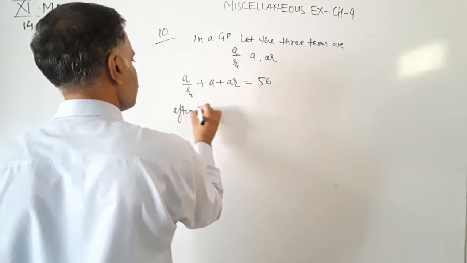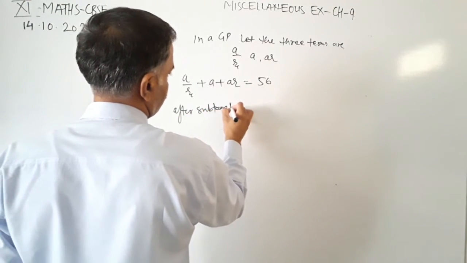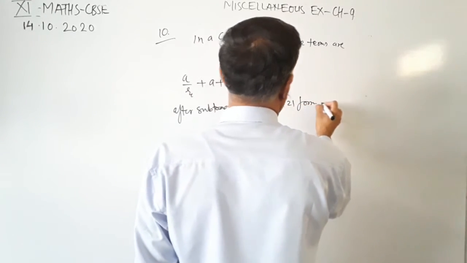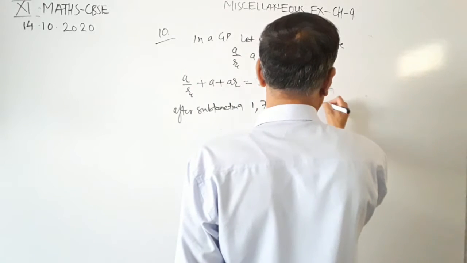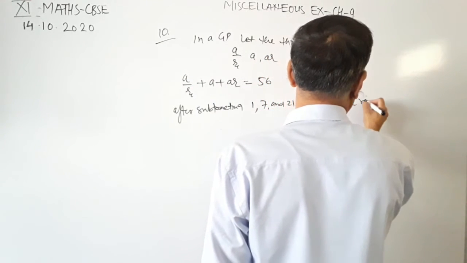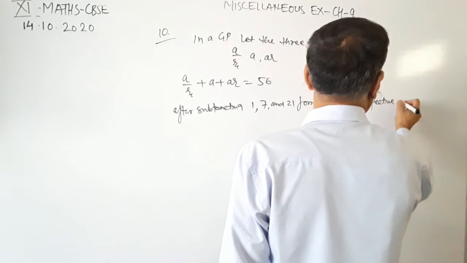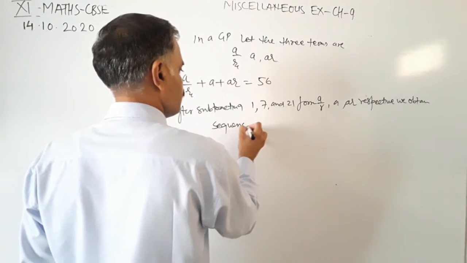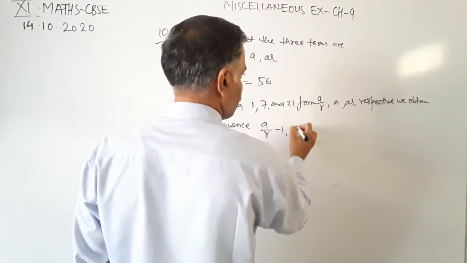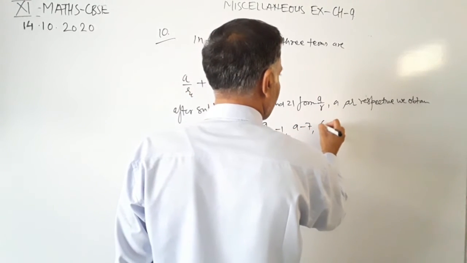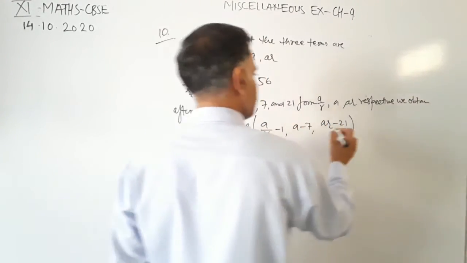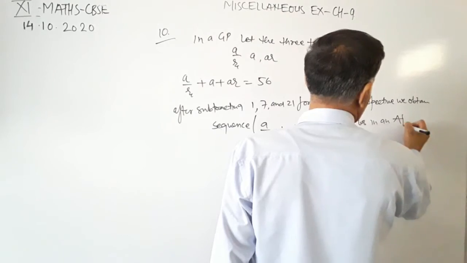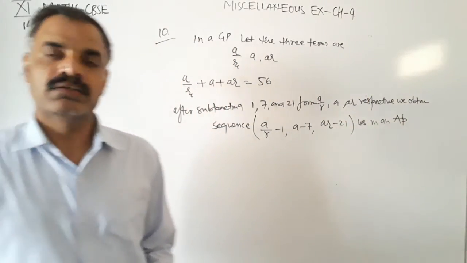So after subtracting 1, 7 and 21 from A upon R, A and AR respectively, we obtain the sequence A upon R minus 1, A minus 7 and AR minus 21, and this sequence is in AP.